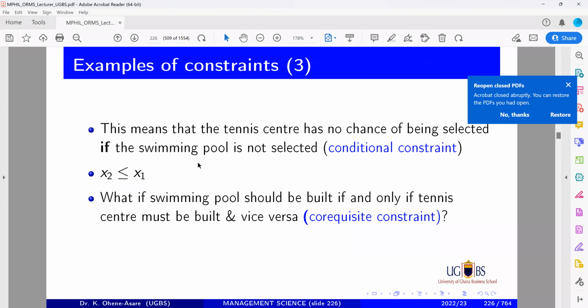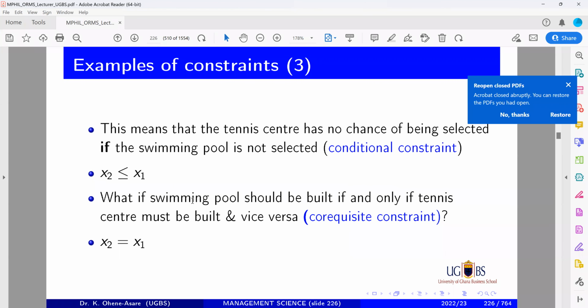All right, what if the swimming pool should be built if and only if the tennis center must be built, and vice versa? I think this one is easy. It says I will only build the swimming pool if I'm going to build tennis. That is, swimming pool is equal to 1 if and only if tennis is 1. So what is the relationship between swimming pool and tennis? They are the same. I don't know what the value is, but whatever the value is, it is the same as the value of tennis. So this is a symbol of equality.